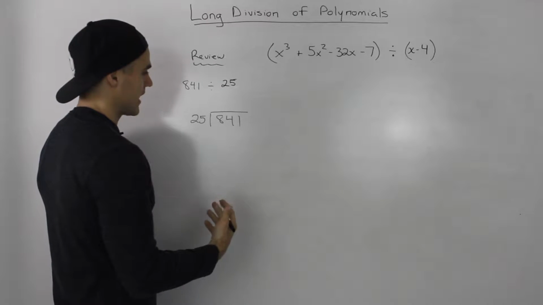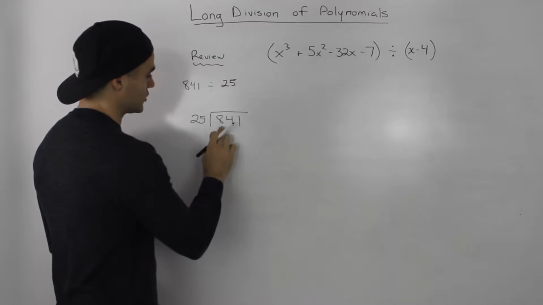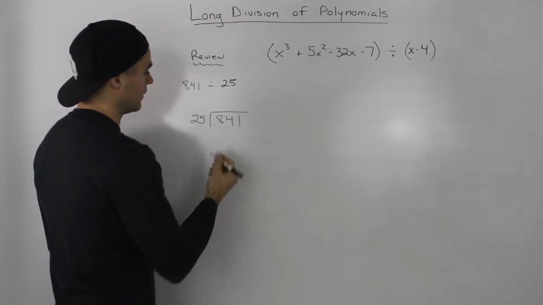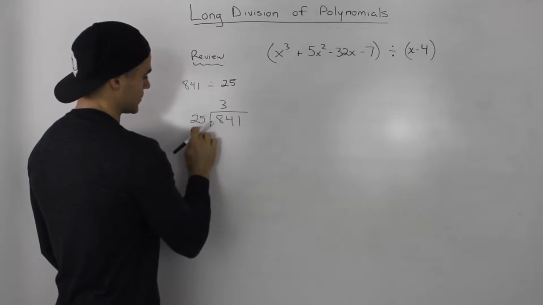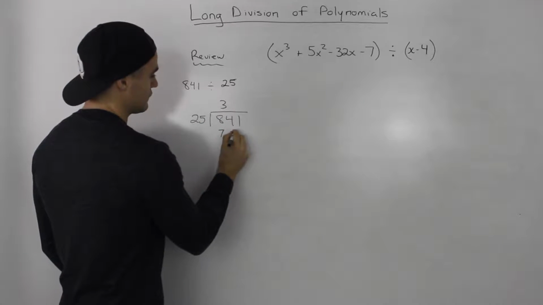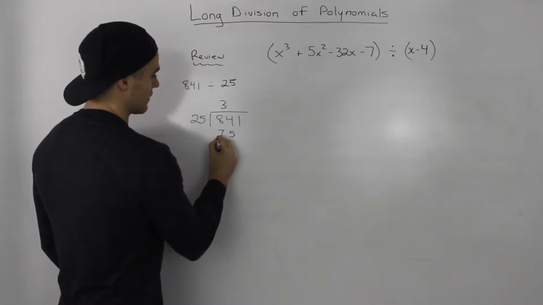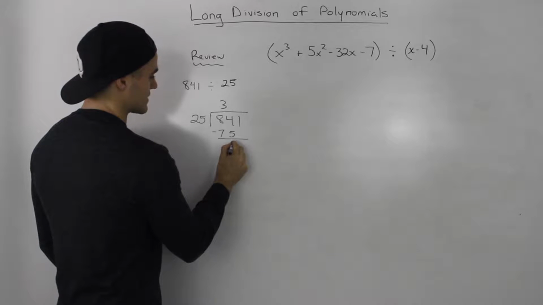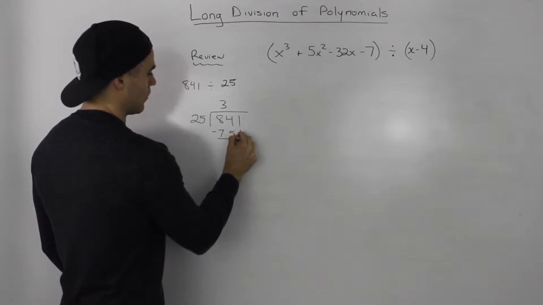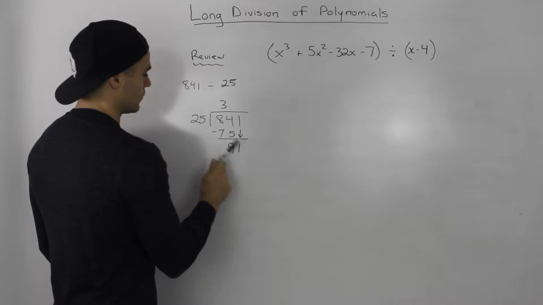Well, it can't go into 8 any whole times, so then we check how many times can it go into 84. Well, it can go into 84 3 whole times. And then 3 times 25 is 75. So we put the 75 here. And then we take 84 minus 75, and that gives us 9. And then we bring the 1 down, so that's 91.